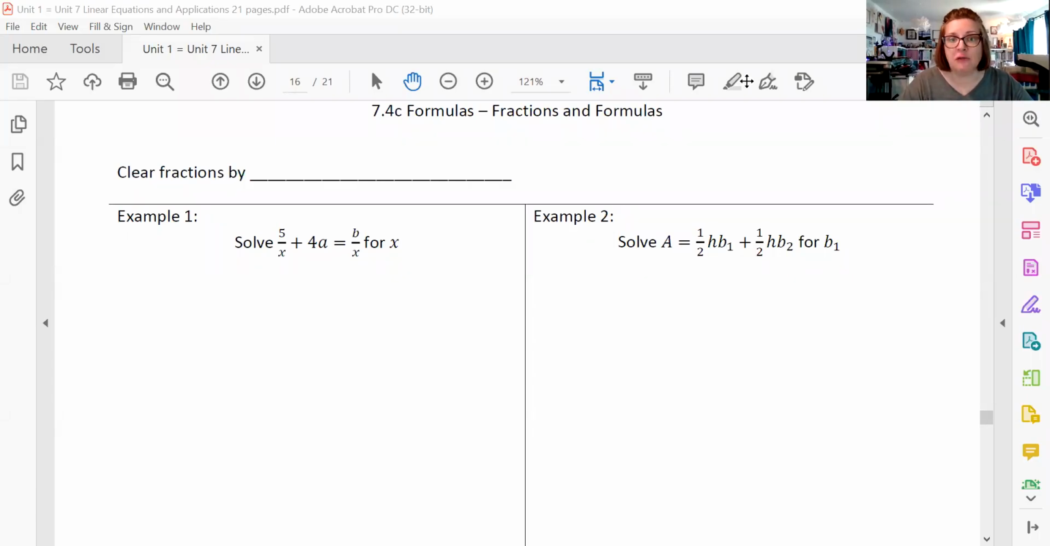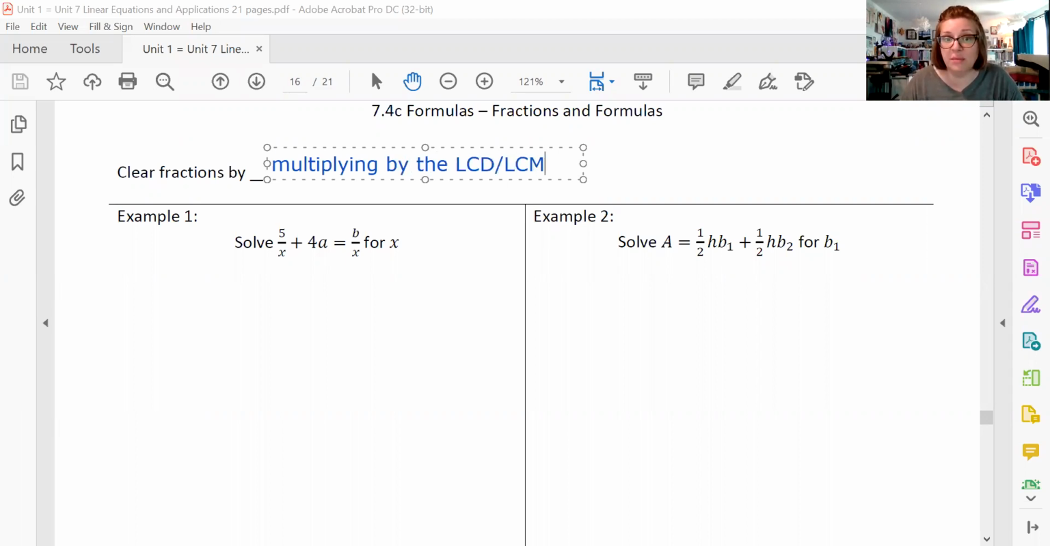7.4C, formulas, fractions and formulas. Okay, so now we're taking something that we talked about in the last section, which was how to clear the fractions out of an equation, and we're applying it to a situation where we have a lot more variables, and the information still stays the same. We're still going to clear those fractions by multiplying by the least common denominator or the least common multiple. However you want to think about that, they're the same thing.